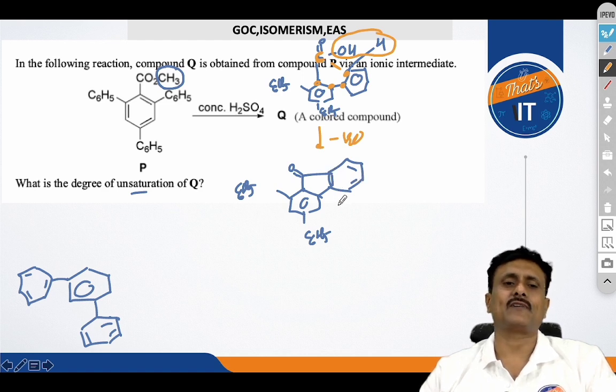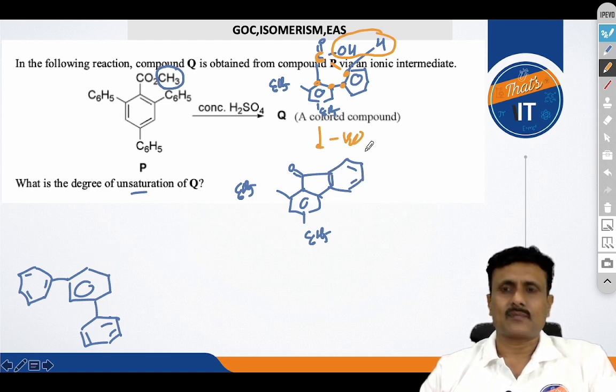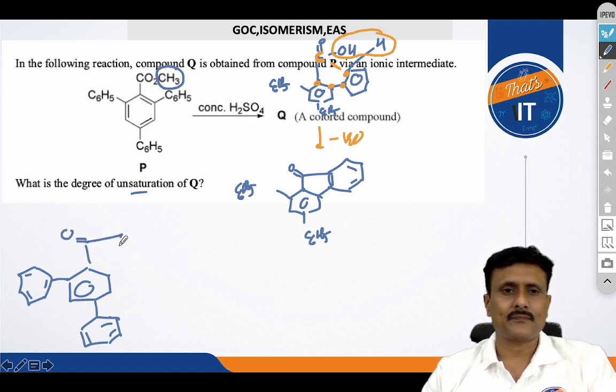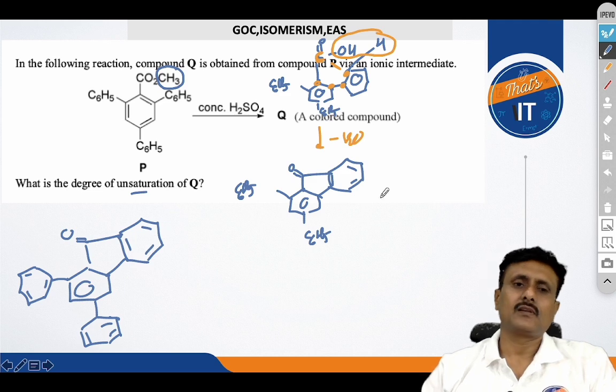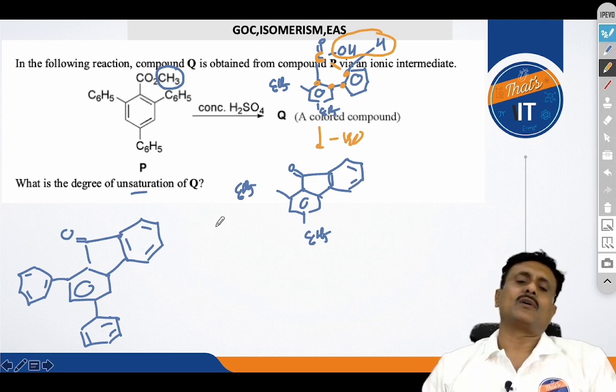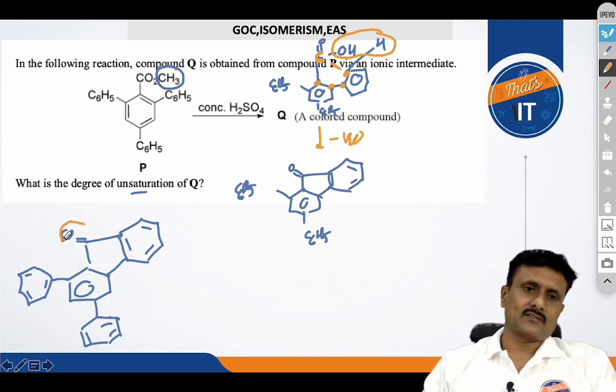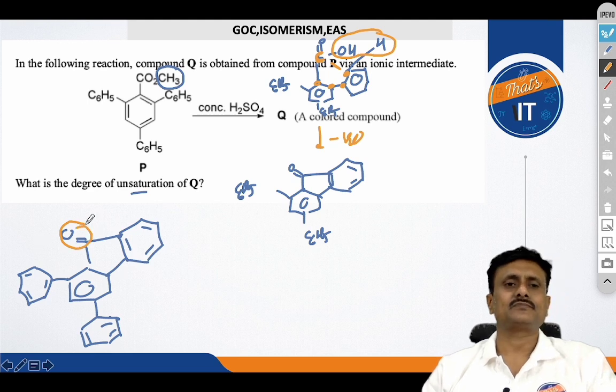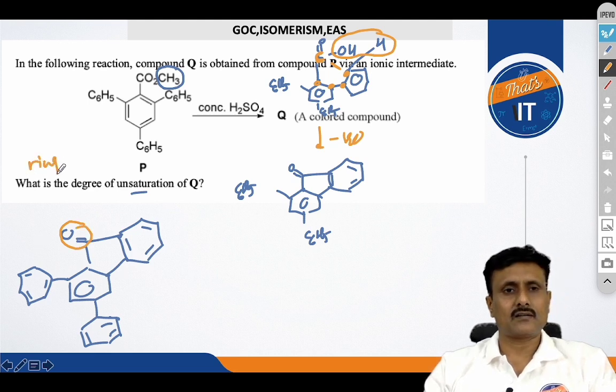Now, you have to find out the double bond index. I am writing that link over here. I am elaborating the structures. So, you have to find the double bond index, or degree of unsaturation. That means rings or the pi bonds or both.